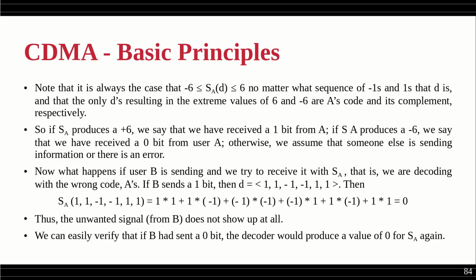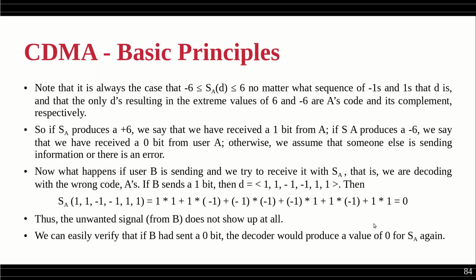You can also verify that if B is sending 0, its complement will be sent by B, right? And the decoder would produce a value of 0 for SA again. That means if it is receiving information from A, it will definitely be decoding it to a value from -6 to 6, -6 for 0 and 6 for 1.